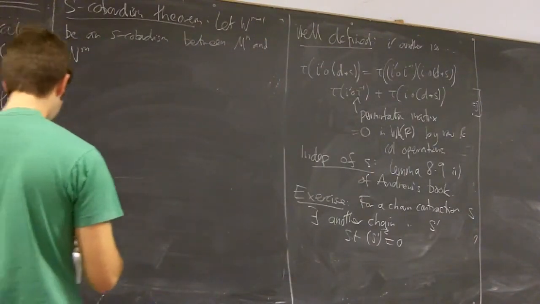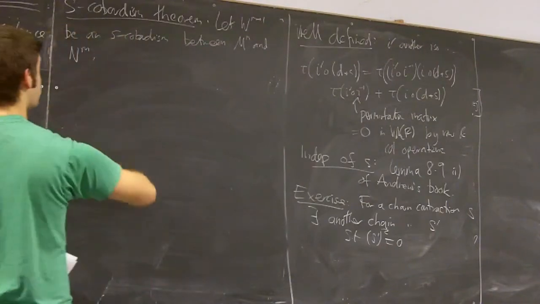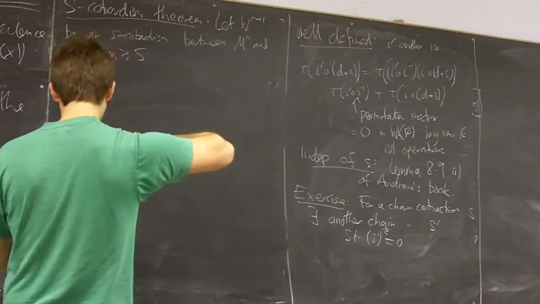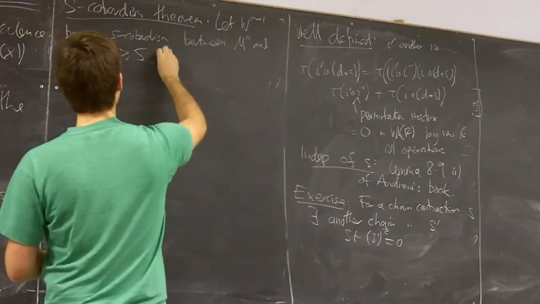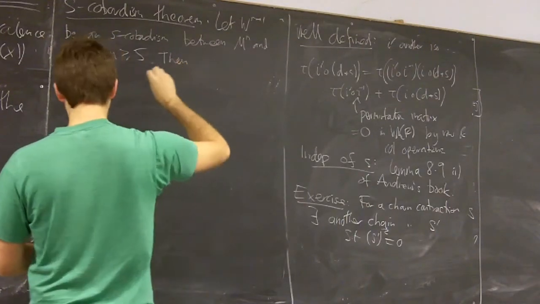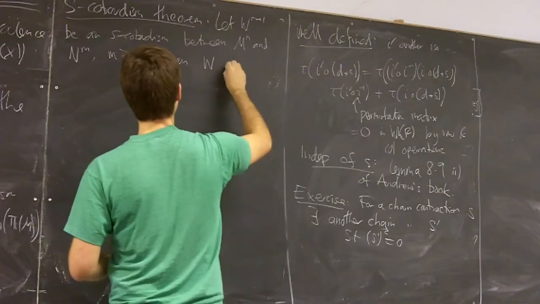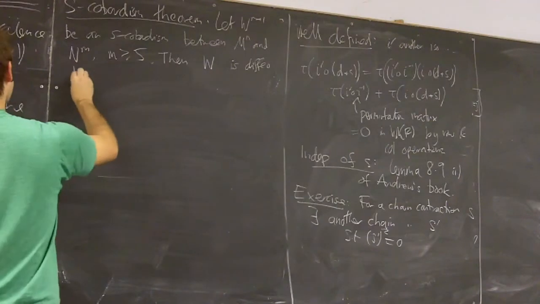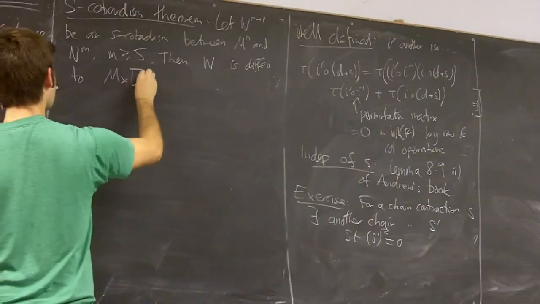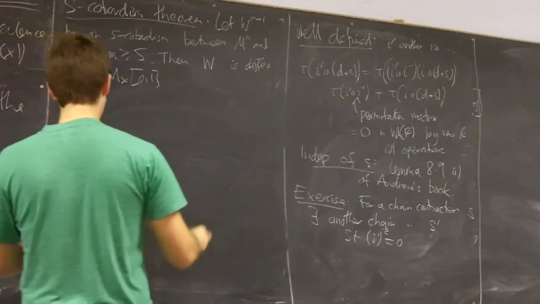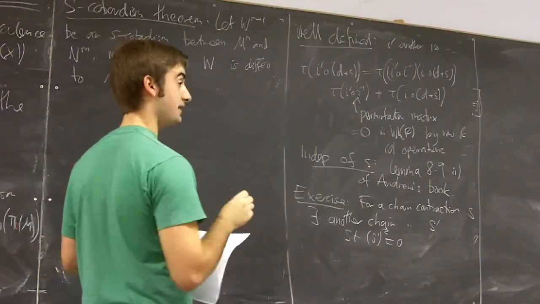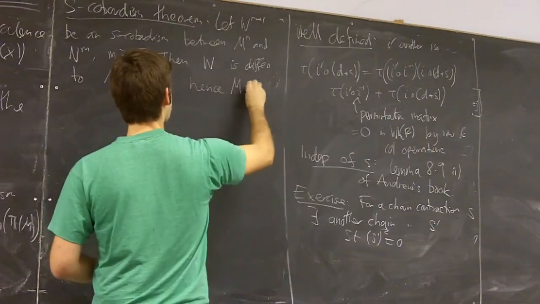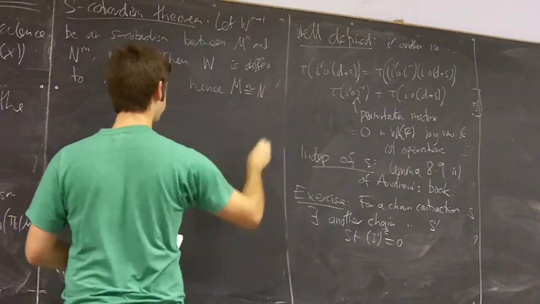So if we start with an s-cobordism between m-dimensional manifolds for m greater than or equal to 5, then W is diffeomorphic to a product, restricting to the identity on M, and hence M is diffeomorphic to M prime.